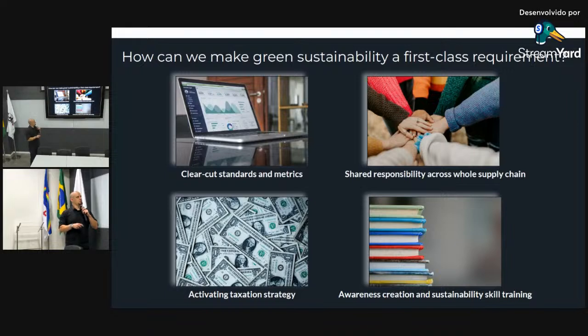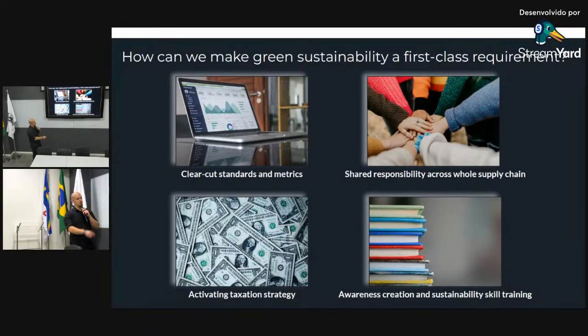Then we need, of course, to share responsibility across the whole supply chain, and this implies also us, both as researchers and as final users, to demand at least clarity in terms of the energy consumed by the services we're using. Maybe activating taxation strategies. Money is something that usually people understand quite well. You can just say, you consume this much energy or CO2, well, then we will tax you this much. And that will for sure sensitize companies to being more sustainable. Maybe hard to bring it to the regulators, but who knows?